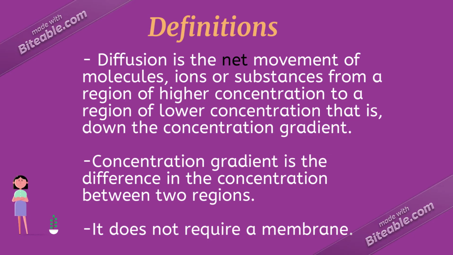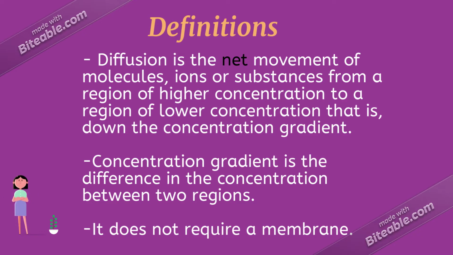Concentration means how close the particles are in a specific region. Like if there are more particles in region A, then we say the concentration is more. But if there are fewer particles in region B, then we say that the concentration is lower there. Therefore, diffusion should occur from A to B. And that's exactly what concentration gradient means. It is the difference in the concentration between two regions.